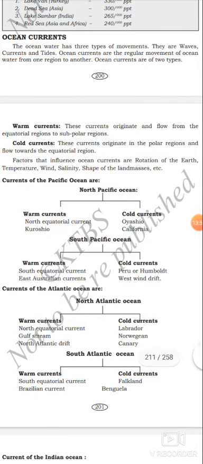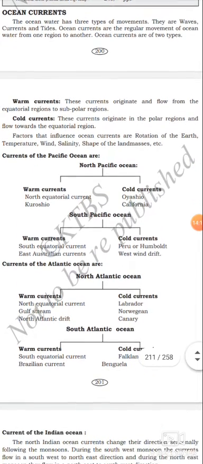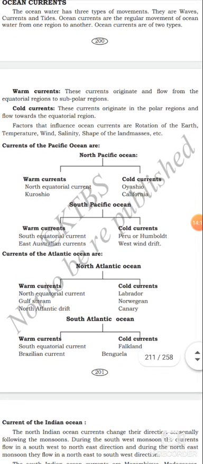Ocean currents are the regular movement of ocean water from one region to another. Region means place. Thus, ocean currents are of two types. How many types do ocean currents have? Two types. Let us see.